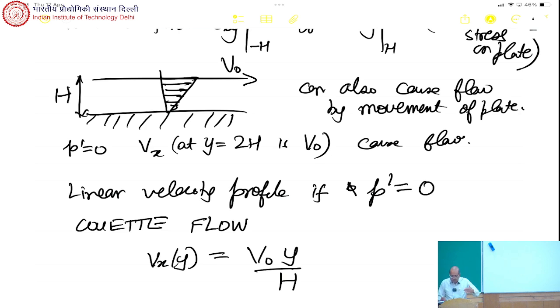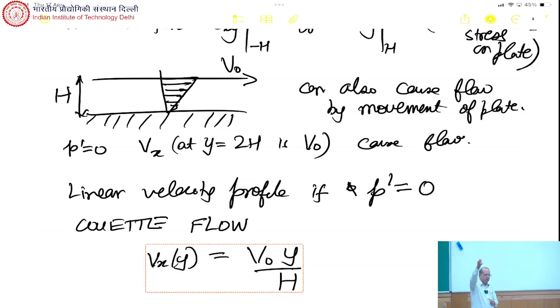Now, if this gap, instead of calling it 2h, I call it h. I called it 2h because of the symmetry in the previous problem. If it is like this, then the velocity profile just takes a linear form, because at y equal to 0 it is 0, and at y equal to h it is equal to v0. So we get it. But to get to this linear form, we need to simplify the equations. Otherwise, we can't get this form.